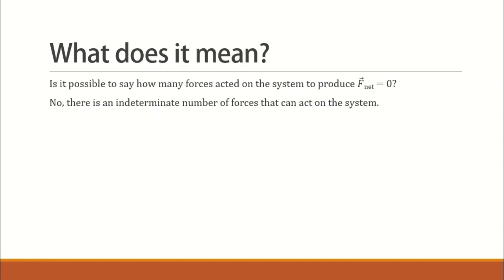Is it possible to say how many forces acted on the system to produce the 0 F net necessary for constant velocity? No, there is an indeterminate number of forces that can act on the system. There are many things in the surroundings that can interact with the system, and it is not possible to tell exactly what these things are or how many there are.